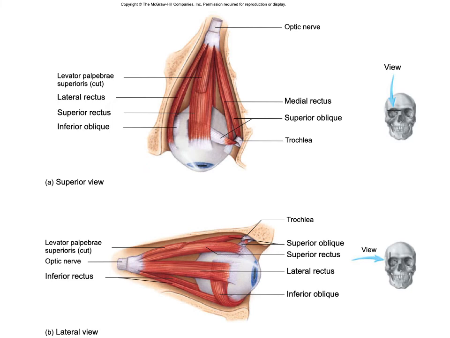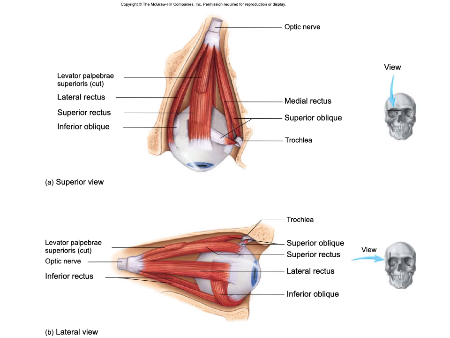The obliques are a little more complicated. In this lateral view, you can see the inferior oblique here, which is the easier one. It's very simple. It originates from the front corner of your eye, sweeps under the orbit, or down at the bottom of the orbit, and around to the posterior side of the eye. Right? And so it can pull this outside of the eye sort of down.